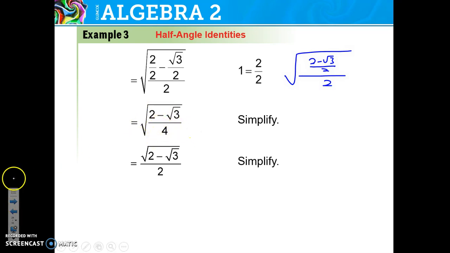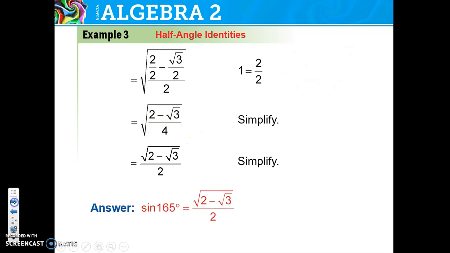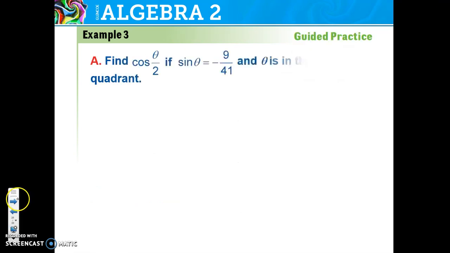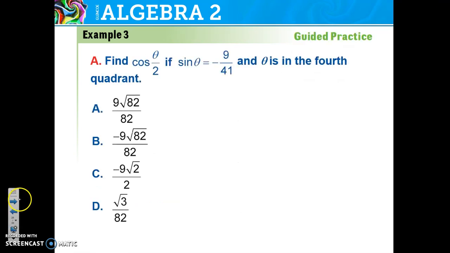Here they're just simplifying the denominator. The square root of 4 is 2, and we can leave it like this. So I actually end up with a square root inside of a square root. All right, here are a couple for you to try.